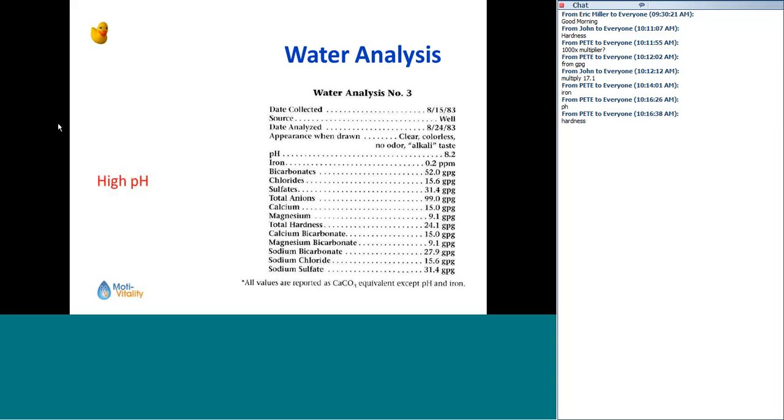There's definitely a high pH, so we're going to need to bring that pH down using some sort of a citric acid or something like that. But then the sodium sulfate may also cause a laxative effect. So there's high enough sodium sulfates here that they may get some diarrhea until their body adjusts.